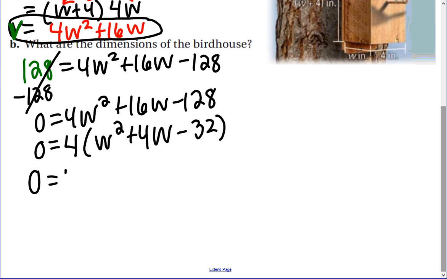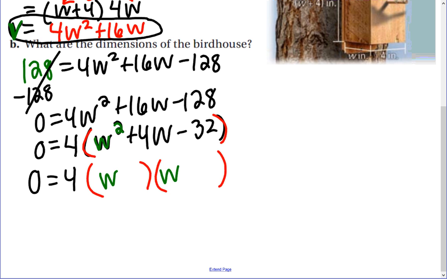And now we want to factor that remaining trinomial. So that's what we've been working on today, is factoring completely. So first times first is W squared. So W times W will give us W squared.